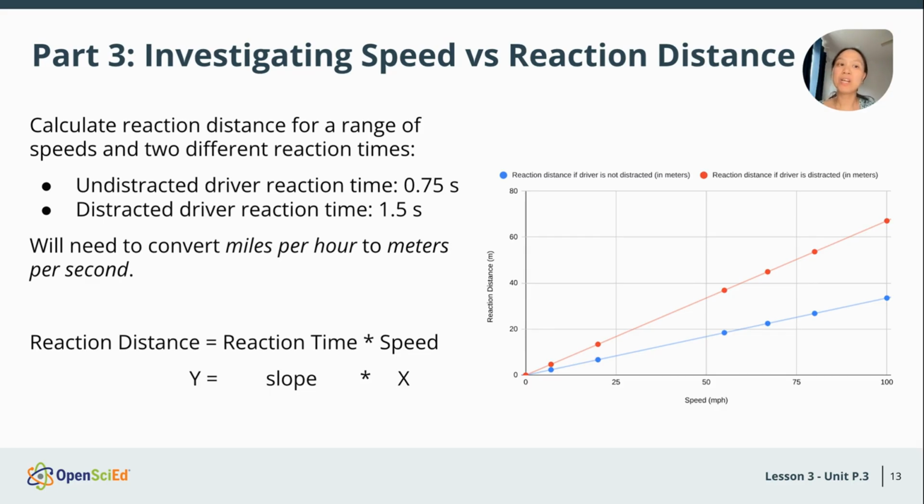To understand how reaction distance is affected by both the speed of the car and reaction times, students calculate the reaction distance for a range of speeds and two different reaction times. Since speed is given in miles per hour and reaction time is in seconds, students will need to use conversion factors to calculate reaction distance in meters. The line of best fit in this graph is a visual representation of the algebraic relationship reaction distance equals reaction time times speed, so the slope of the line is simply the reaction time.